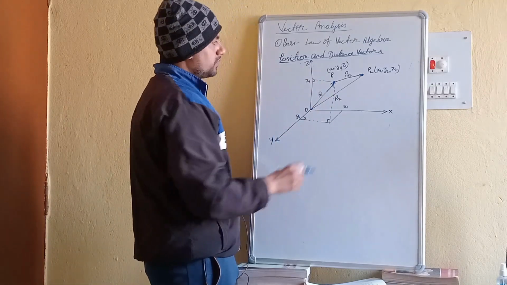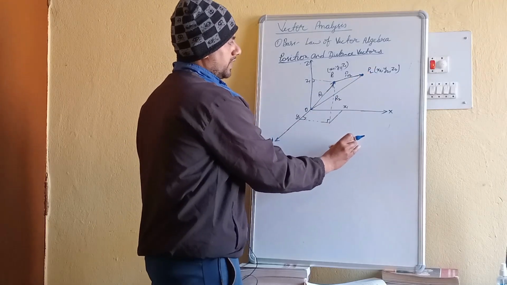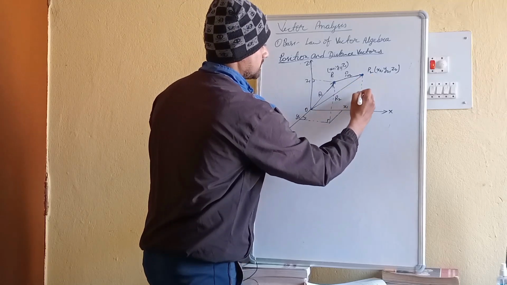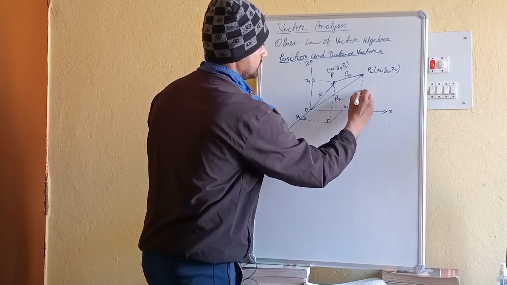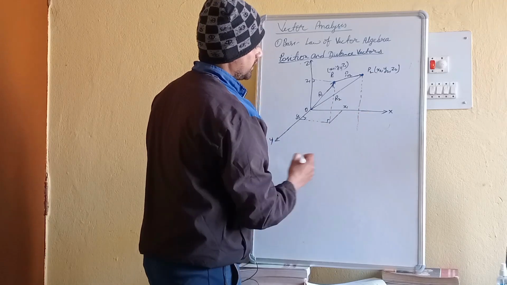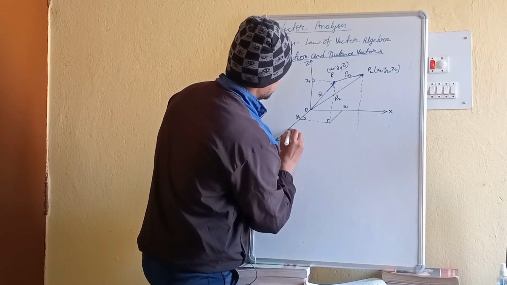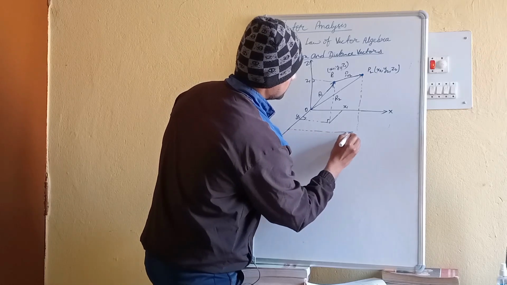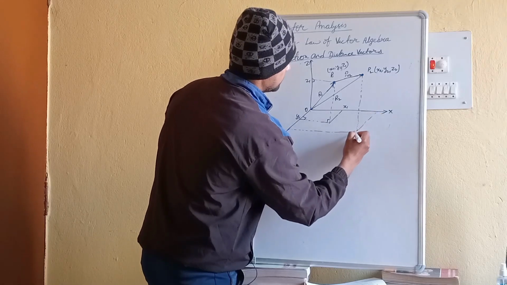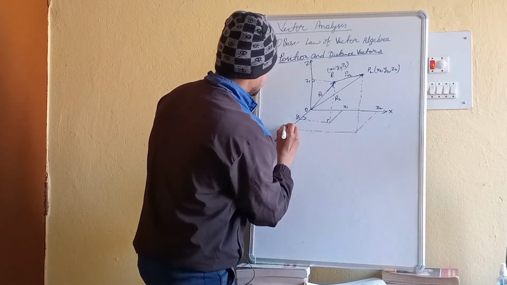In the same way, if you draw a projection on the xy plane, then you will get the values of x2 and y2. For example, if I draw a projection from here to the xy plane, and if you join, now here you will get the value of x2 and this is the value of y2.